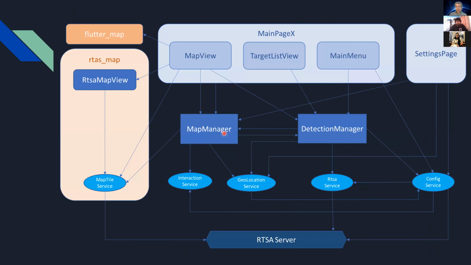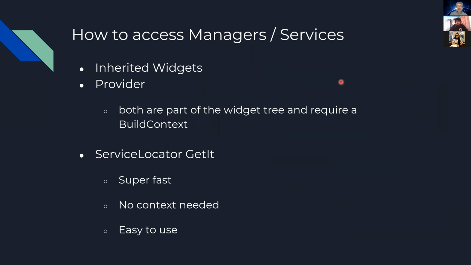Here's a very concrete example of my current app, which is a mobile client for a drone detection system. You see we have a lot of different objects that interact with each other, and all of them have to access and find each other. So how do we do this?